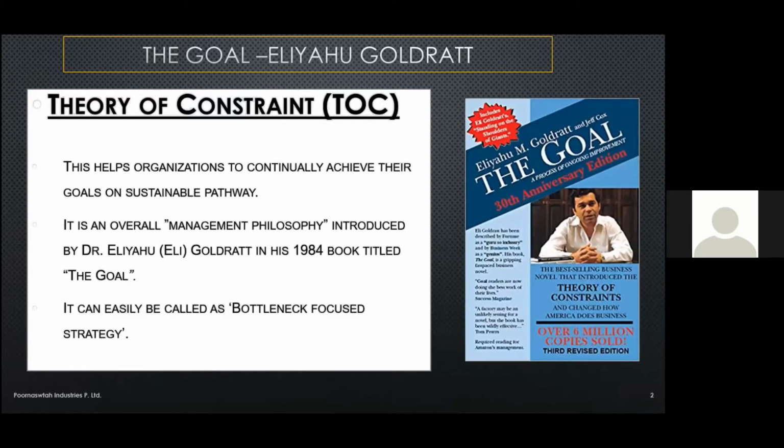The TOC concept was evolved by Mr. Eliyahu Goldratt, and you must have read the book The Goal. It is a latest management philosophy introduced by Dr. Eli Goldratt in 1984. The book was a best seller in the world by then, and it focused on an approach to process improvement by focusing on the bottleneck.